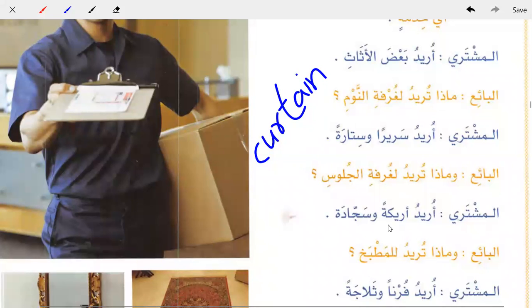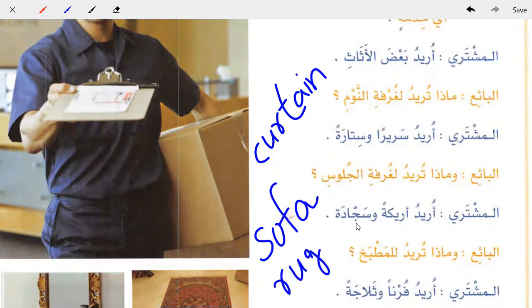The buyer says, I would like a sofa and a carpet. Okay. A rug. Both are okay, no problem.